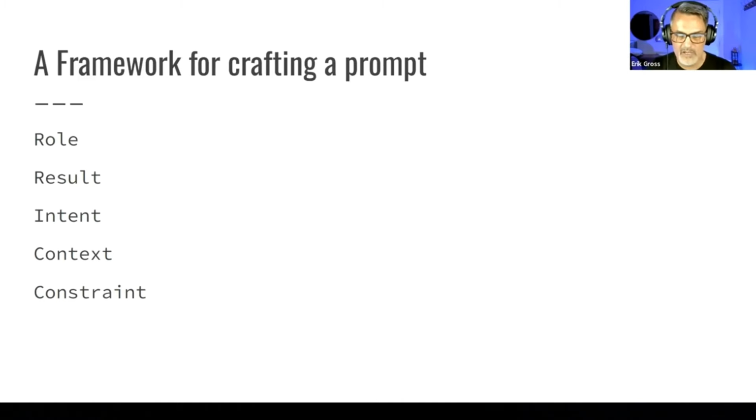So let's get to the practical element of this. All that is background. What we're going to teach you right now is, if you're going to write a prompt, if you're going to use ChatGPT to generate text or do some work for you, what are the five things that are important in that prompt? We're going to explain each one of these in detail, and we're actually going to do a demo of each one of these five things so you can see what happens when you start to add these into a prompt. But here they are: role, result, intent, context, and constraint. Let's explore each one of those.